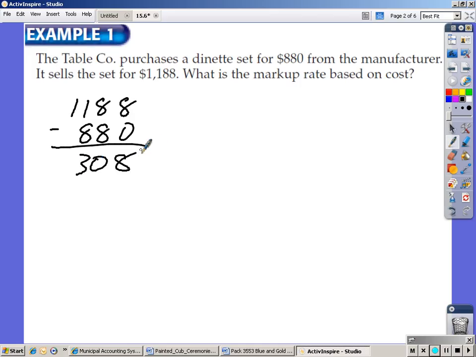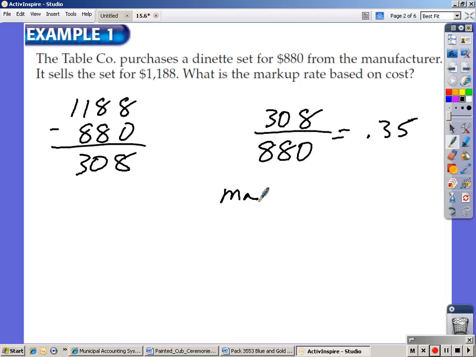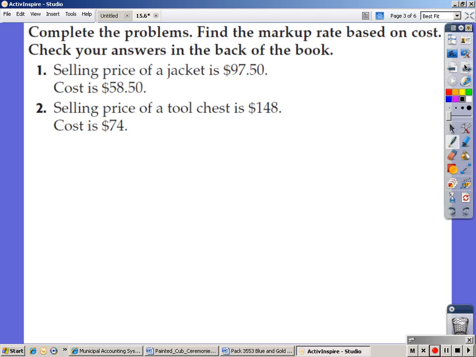Now, 308 is our markup. Take 308 divided by the cost of 880, and you should get 0.35, which means we have a markup rate of 35%. Okay? Pretty easy stuff. Let's go ahead and look at problems numbers 1 and 2. Go ahead, press pause, take a couple minutes to work these. Press play when you're ready.